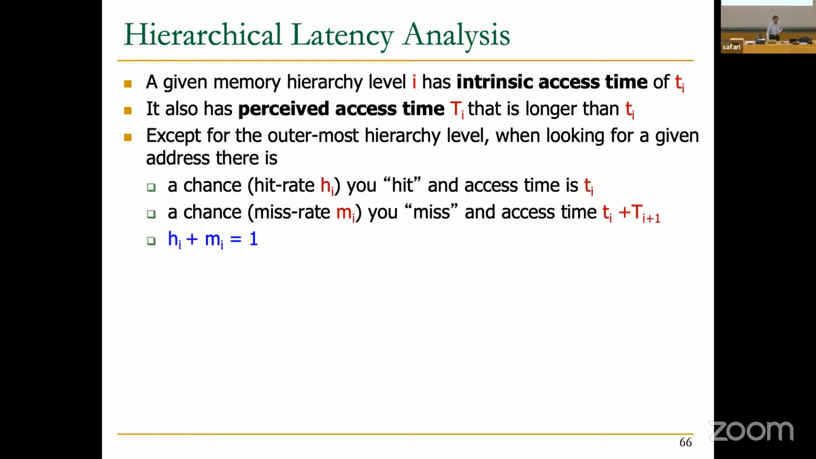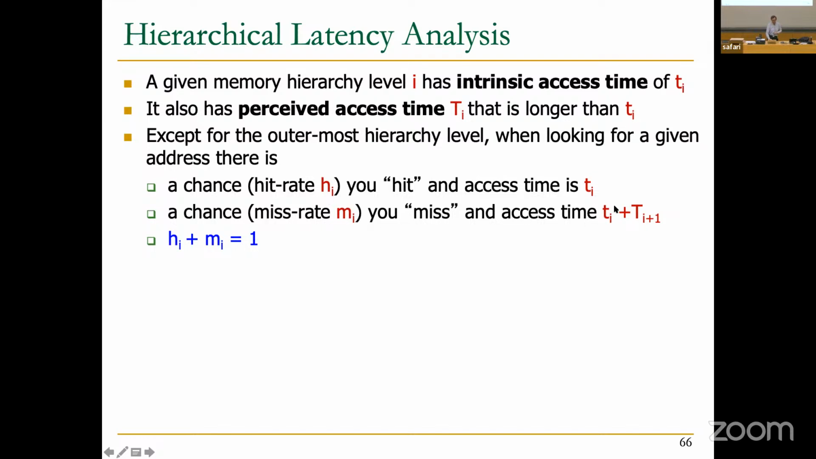So you can basically denote these different accesses with different things. Whenever you're looking for a given address, except for the outermost hierarchy level, which we assume everything exists, there's a chance that you hit at that level. And this chance is denoted by the hit rate of that level, HI, and the access time is equal to TI. And there's also a chance that you miss at that level because the data is not there.